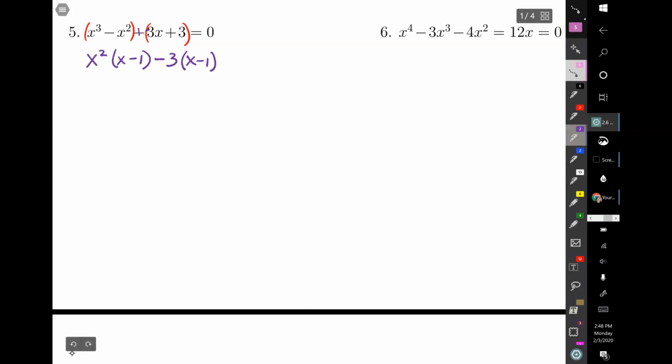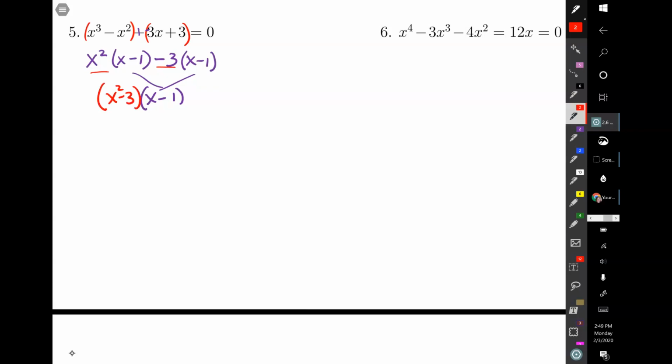So then the last step is this x minus 1 is a binomial, but that's also my greatest common factor that's common to both of those, so that pulls out. And then what's left here, this x squared minus 3, that is also a factor. It's not a difference of 2 squares because the 3 isn't squared.